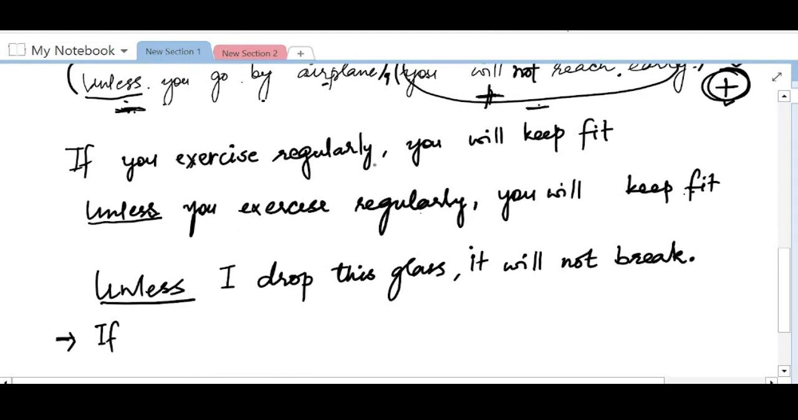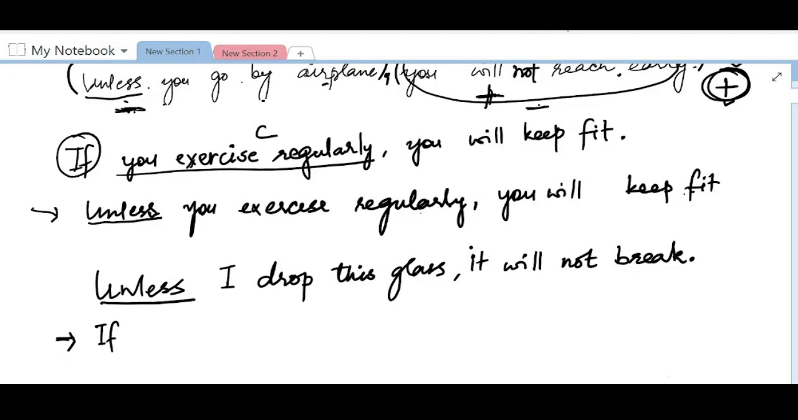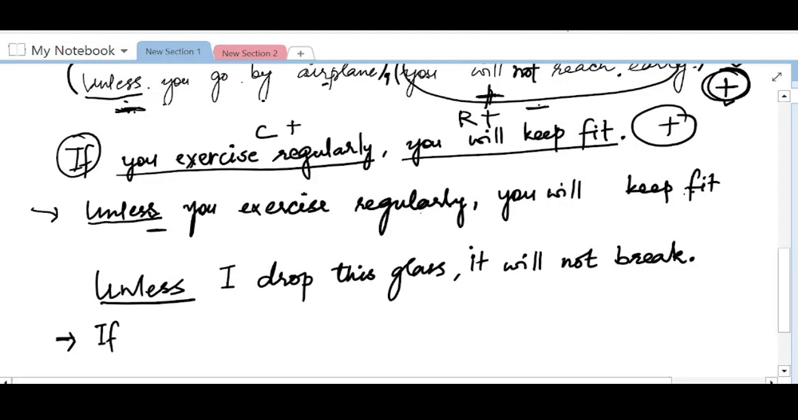Okay, now let's do one more sentence. If you exercise regularly, you will keep fit. Take a minute, think of the answer. How to use unless. If you exercise regularly: if is a conditional word, you exercise regularly is the condition, you will keep fit is the result. Now this condition is positive, and my result is also positive. So plus plus plus. Now let's see our answer. Unless you exercise regularly, minus. Unless is a negative word, so obviously this clause has become negative. Unless you exercise regularly, you will keep fit. It's positive.